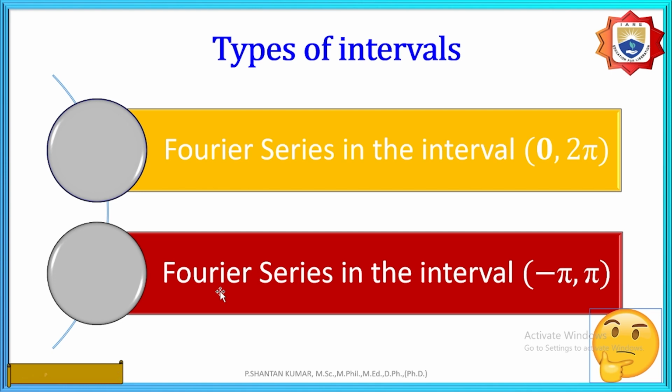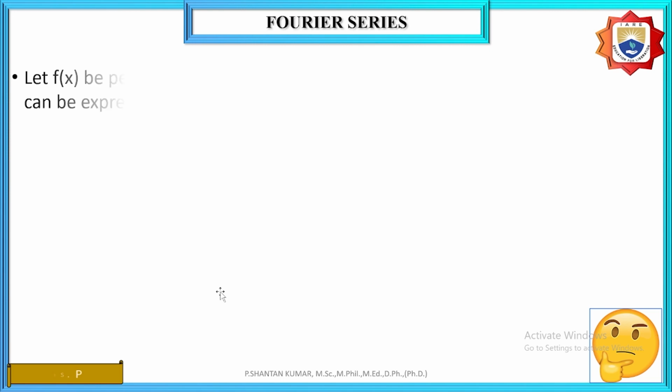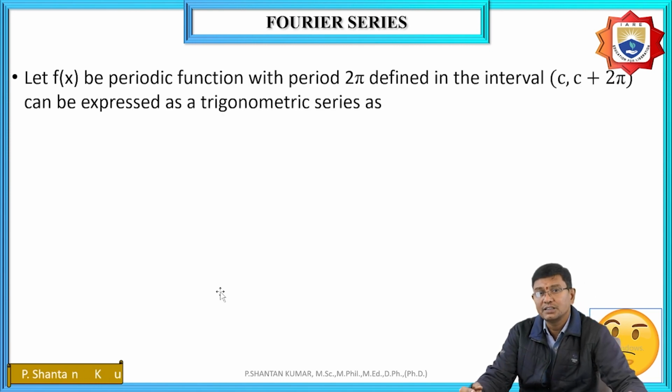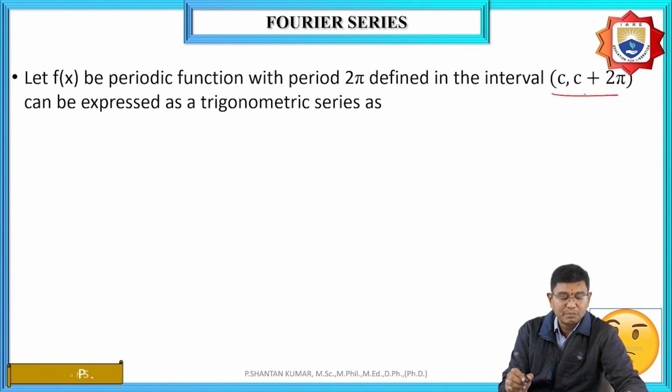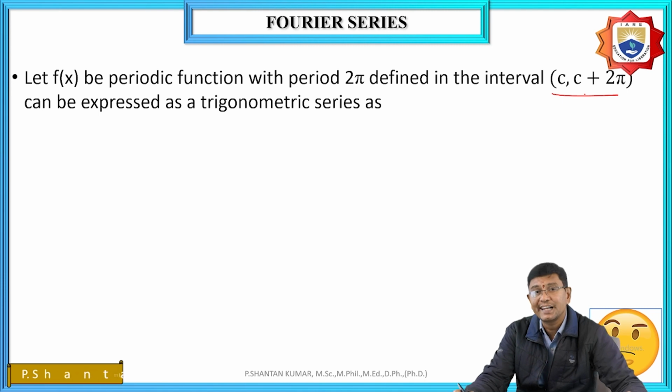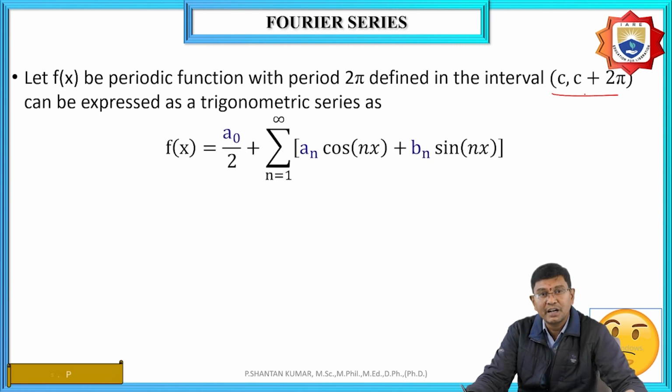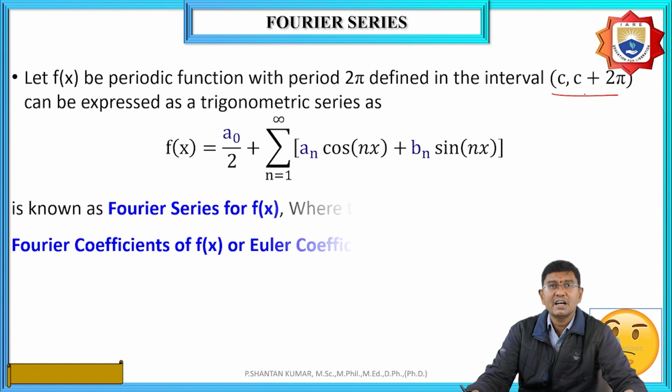This is the schedule. First of all, what is a Fourier series, before going to discuss 0 to 2 pi and minus pi to pi? In general, the Fourier series is defined as follows: let f of x be a periodic function with period 2 pi defined in the interval c to c plus 2 pi. It can be expressed as a trigonometric series: f of x is equal to a naught by 2 plus summation n is equal to 1 to infinity of a n cos n x plus b n sin n x, where the values are as given.